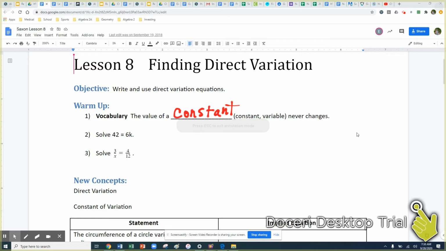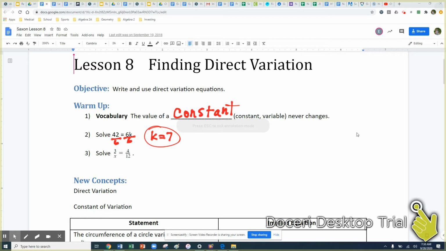Number two, solve 42 equals 6 times k. So that was a problem that we saw similar to yesterday. This is only a one-step problem. Our variable k, we're trying to isolate that. It's being multiplied by 6. We'll divide by 6, divide by 6. We'll get k is equal to 7. So k would equal 7 in that case.